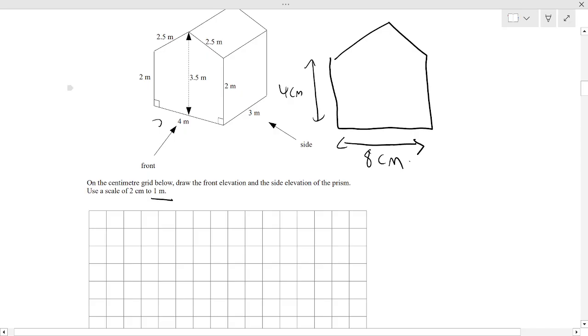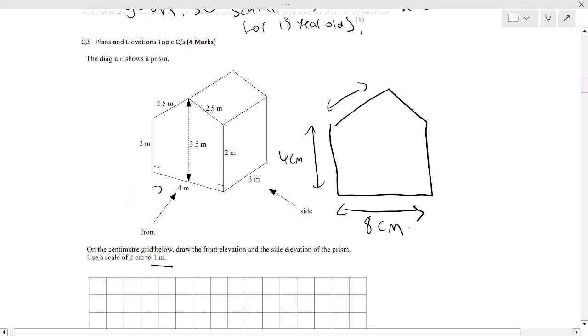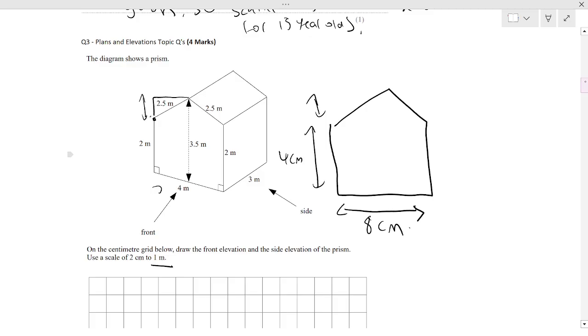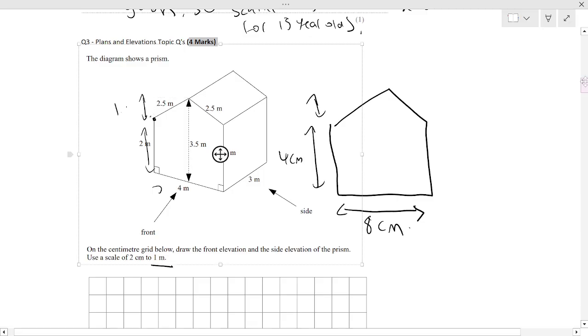And then we need to deal with this triangle here. So we kind of need this length here. Well, the length is 2.5. Or I could alternatively say, what's the height between here and here? What would the height be there? Well, it's 2 meters for here. Overall, it's 3.5 meters. So this would be 1.5 meters, right? And therefore that'd be 3 centimeters, because you double essentially to get to the meters.